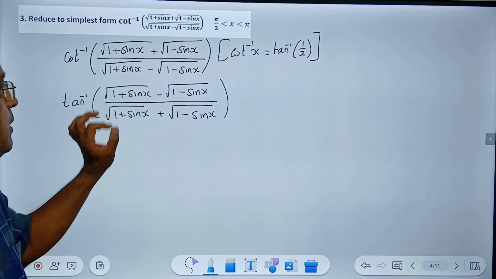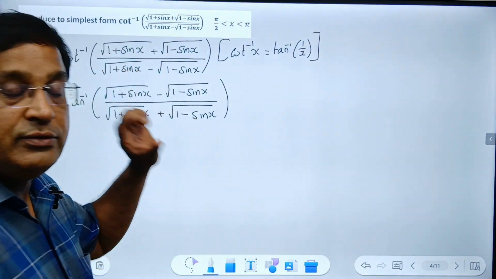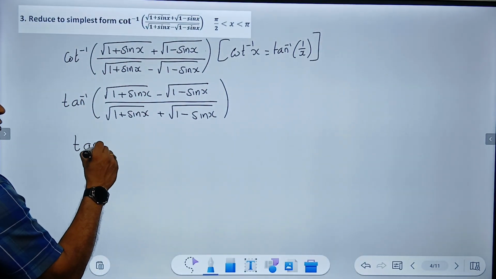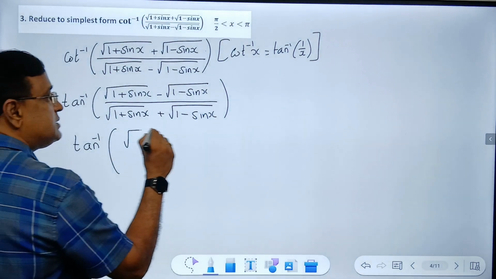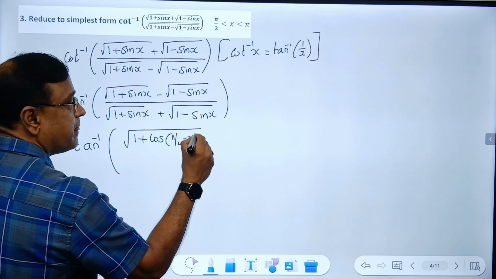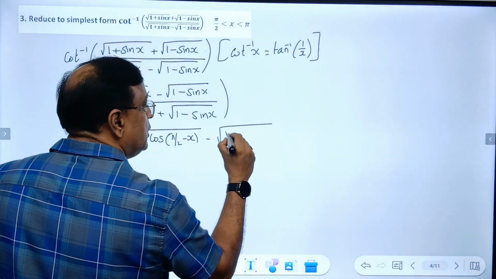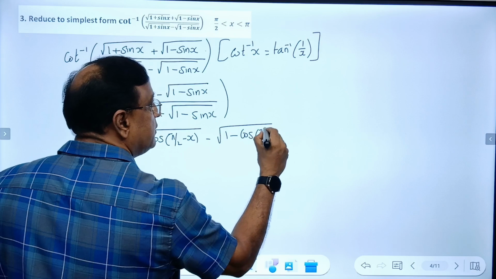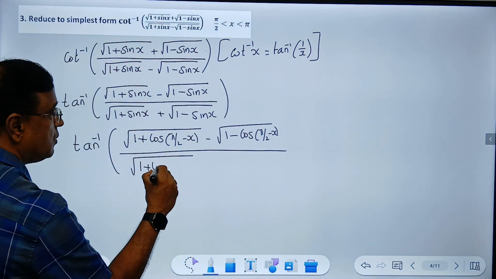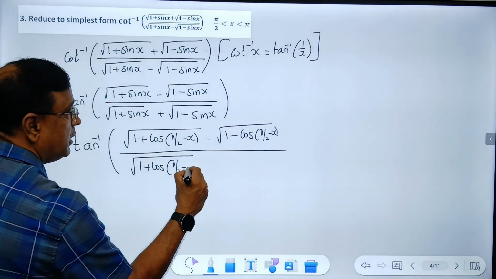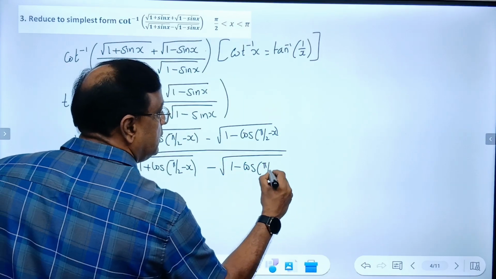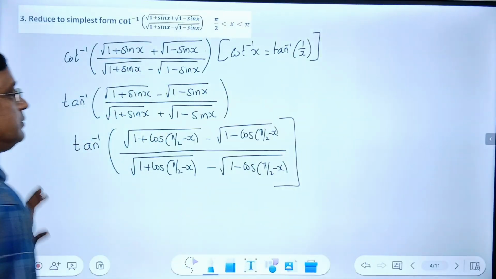You get the answer. But just to make you understand that it can also be done differently. Now how exactly it can be done differently is what I want you to understand. You can write sin x as cos of 90 minus x. Okay. So wherever sin x is there, you replace it by cos of 90 minus x. 1 plus cos of 90 minus x. 1 minus cos of 90 minus x. This is pretty simple, isn't it?